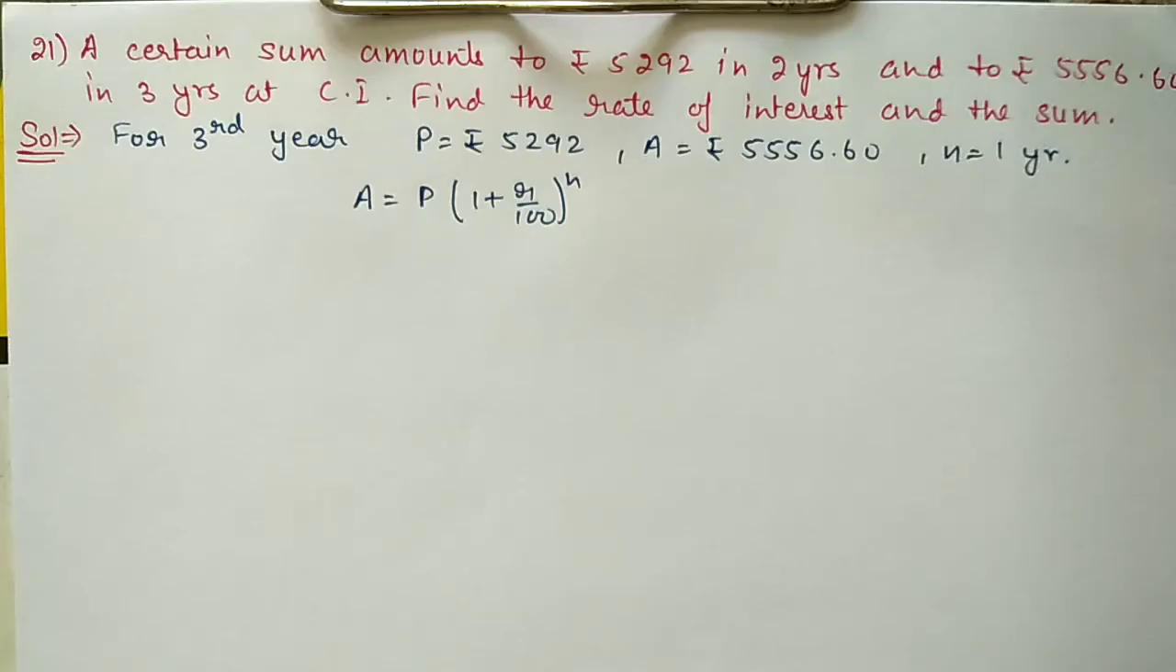Next question number 21. Ascertain the sum which amounts to 5,292 in 2 years and 5,556 rupees 60 paise in 3 years at compound interest. Find the rate of interest and the sum. So here two things are unknown. First we have to find out the rate of interest, then we will find out the principal money.